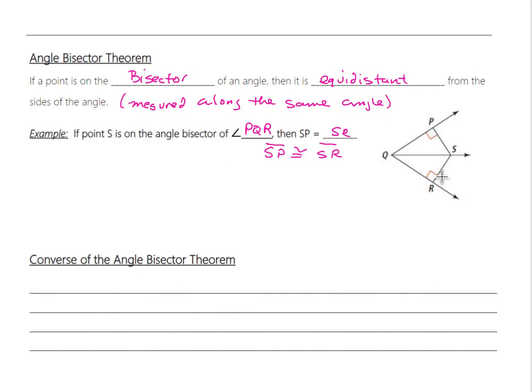The same thing would hold other than a perpendicular. Now this gives us the shortest distance. This PS distance is the shortest distance from S to the side of the angle, but we could measure distance along another angle also. As long as we're measuring along the same angle, we're going to have congruent segments.